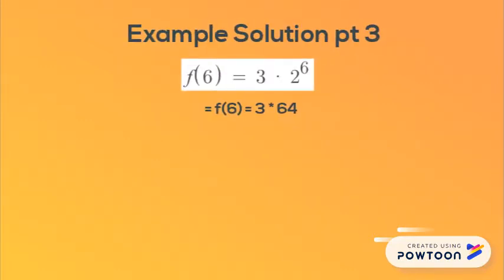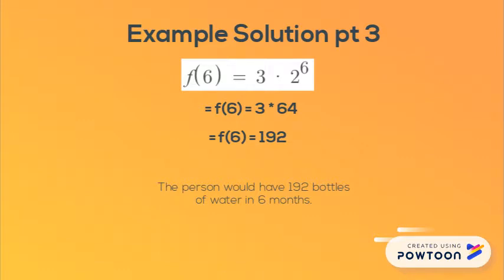So now all we have to do is solve the equation. So f of 6 is equal to 3 times 2 to the power of 6. This is equal to 3 times 64, and that is equal to 192. So the person would have 192 bottles of water in 6 months.